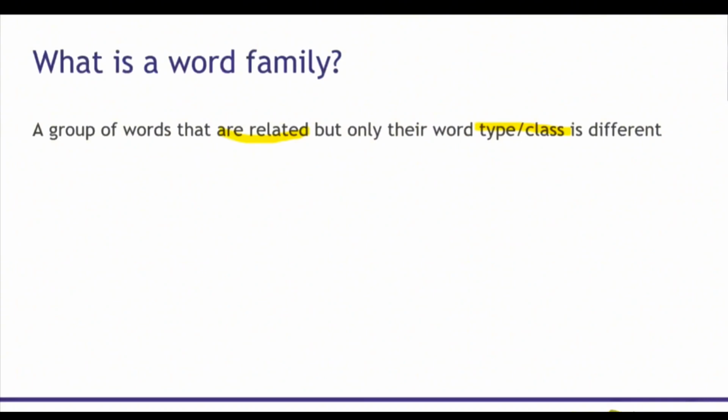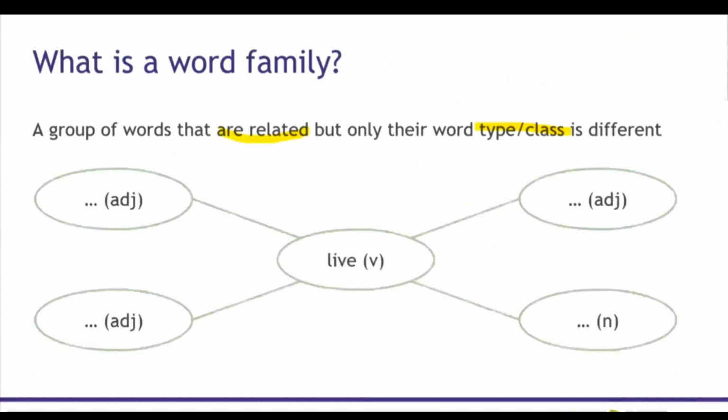They come from the same root or the same stem, but we usually change the endings or the suffix of the word, sometimes the prefix at the beginning of the word, to change the word class. We're going to look at some examples. So on screen, we can see in the center the verb live. Now, the verb live has many members in its family, many words that are similar to it, but they have a different word type or a different word class. We're going to be looking for 3 different adjectives related to live and 1 noun.